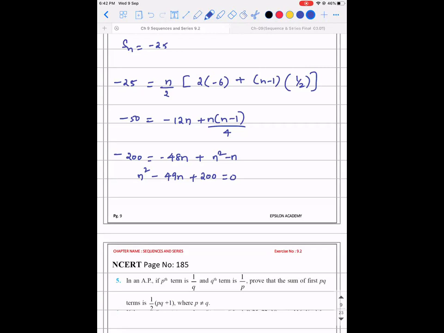Wait. I made a mistake. Can someone correct the mistake I made? I just observed. I found what it is. Can you guys observe what it is?